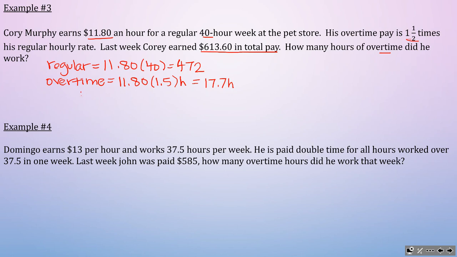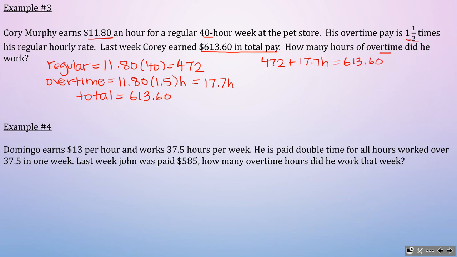Well, now I know what the total is. I know that the total is $613.60. So I'm going to make an equation where, just like before, I add the regular and the overtime together and set it equal to the total. So 472 plus 17.7H is supposed to equal 613.60. Okay, this is an equation.